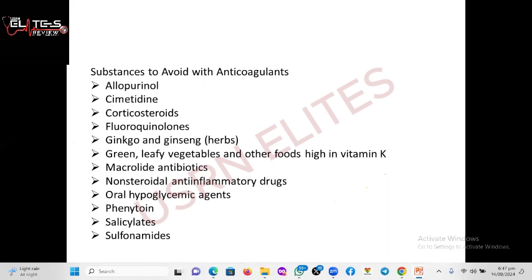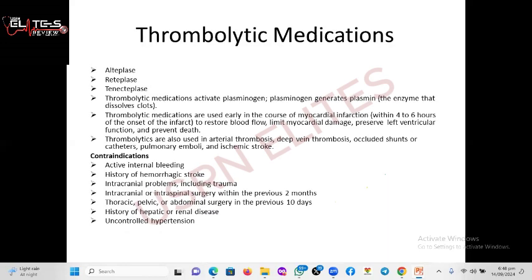Okay. Then NSAIDs, we also know that NSAIDs have effect on platelets, especially aspirin. And so we need to avoid all those things. They can have effect on what we call anticoagulants. So we just need to know that and avoid them as well.